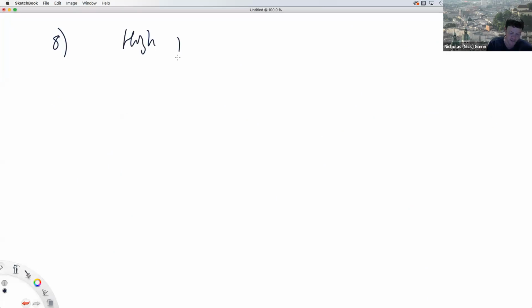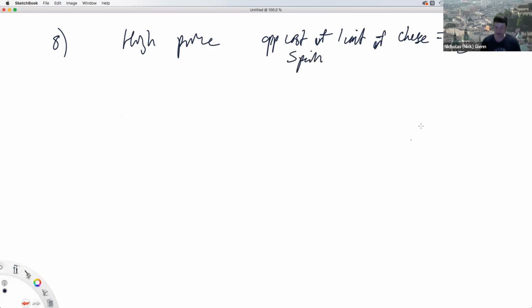And so we can look at the high price. We know the opportunity cost of 1 unit of cheese for Spain is 1/2 of a bread. So Spain kind of sets the high price. If Spain has to produce more than half a unit of bread for 1 unit of cheese, they're better off doing it themselves. So this trade needs to stay below this 1/2 to benefit Spain.